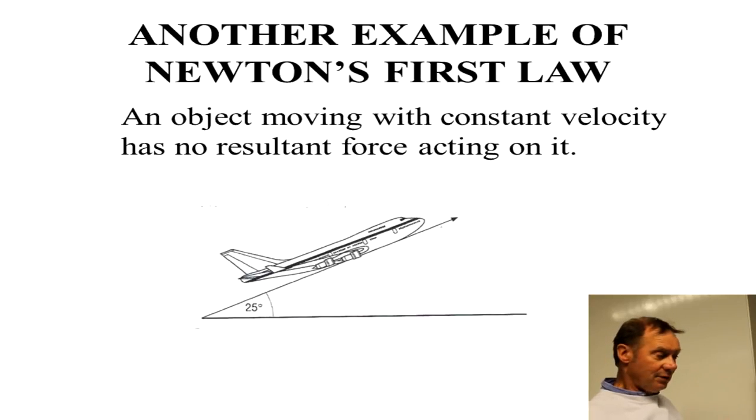And one more example: although it's moving upwards on an incline, an object moving with constant velocity has no resultant force acting on it, so even an aeroplane climbing at a steady angle has no resultant force acting on it.